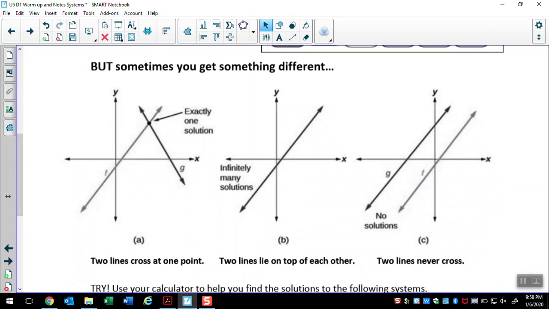And then sometimes we'll get two equations that give me two lines that are parallel. When that happens, we say that there are no solutions. Okay, so the two lines never cross is no solutions. Two lines on top of each other is infinitely many solutions. Two lines that cross at one point is exactly one solution.